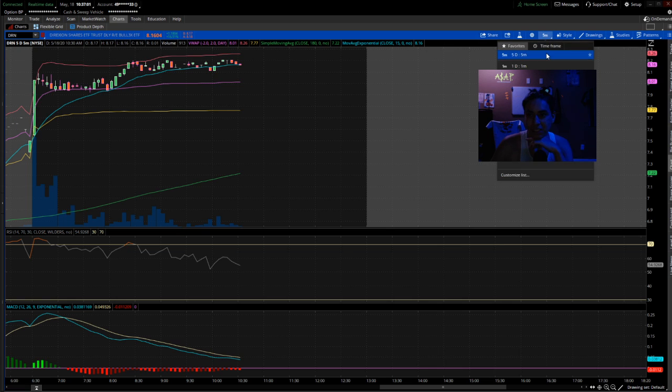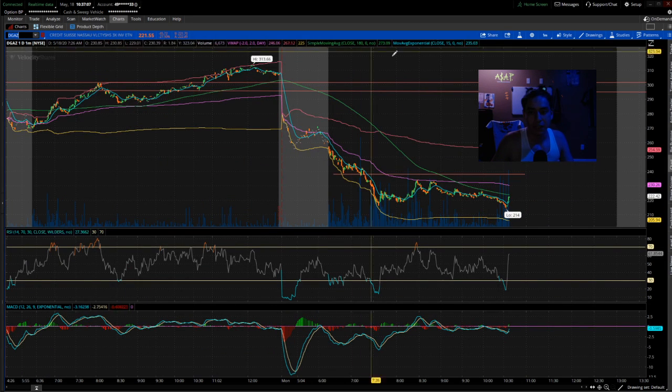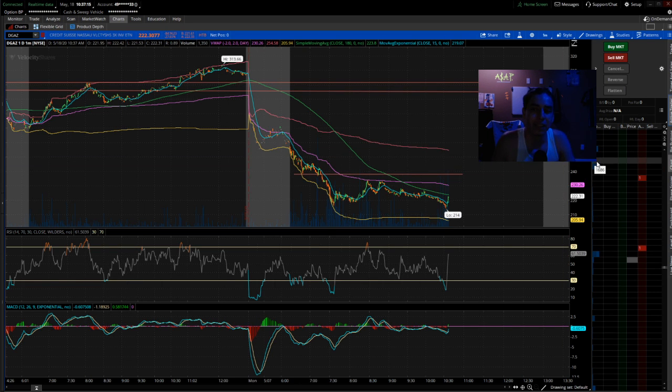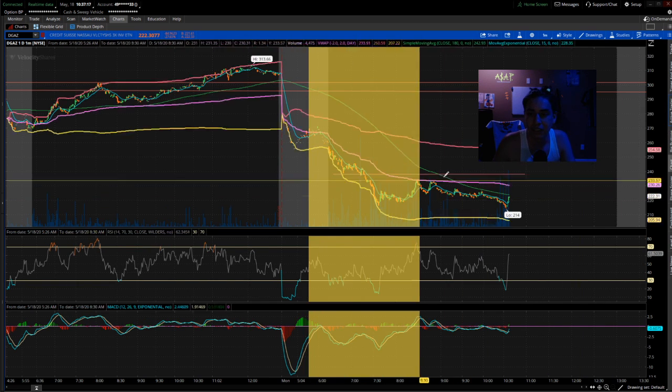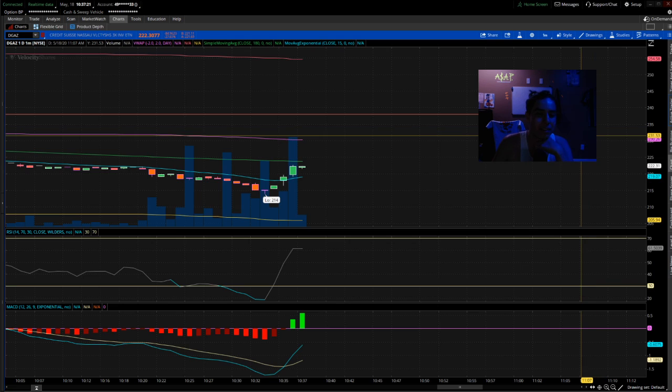Like earlier when I was trading, I don't really like to focus too much on how much profit I make. I just like to focus on the chart. I'm just focusing on the chart, and I just like looking at that. That's for me, but everybody trades different.